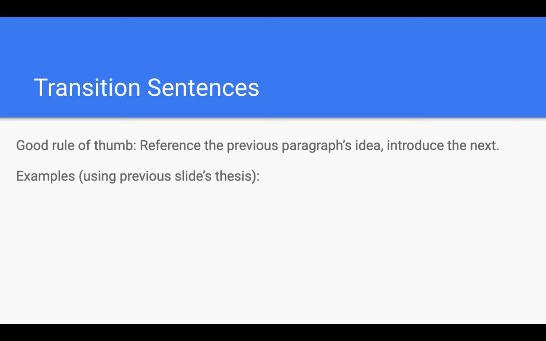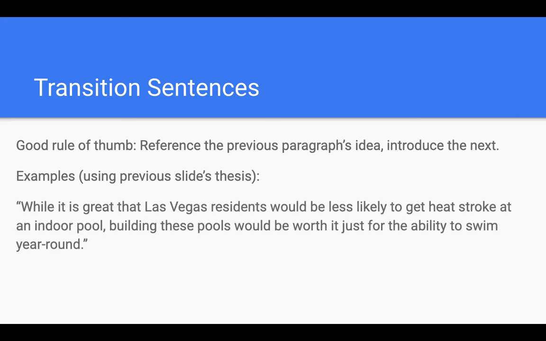So if we're using my example thesis from the previous slide, let's say my previous paragraph was talking about how residents would be less likely to get heat stroke. I'm starting a new paragraph now. I might say something in my transition like, well, it's great that Las Vegas residents would be less likely to get heat stroke at an indoor pool. Building these pools would be worth it just for the ability to swim year-round. So now my audience understands I don't awkwardly just start a whole new topic. I've acknowledged the previous paragraph's idea, and I've introduced the next, which is the ability to swim year-round. Now the expectation is that the rest of this paragraph will be about the ability to swim year-round.